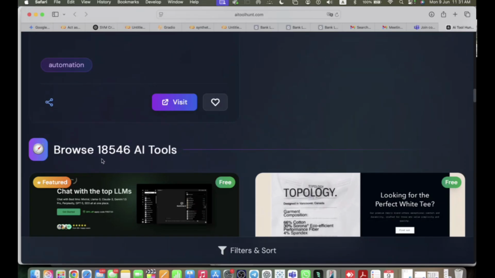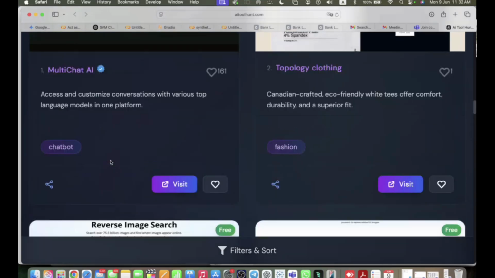Browse 18,546 AI tools. We know ChatGPT, DeepSeek, Gemini, Claude, Midjourney, Adobe Firefly, GitHub Copilot. What else do I use? Copilot. I used to use some just for fun, one for video. I forgot, I will show you. So it's not more than 10, while there are 18,000 of them.